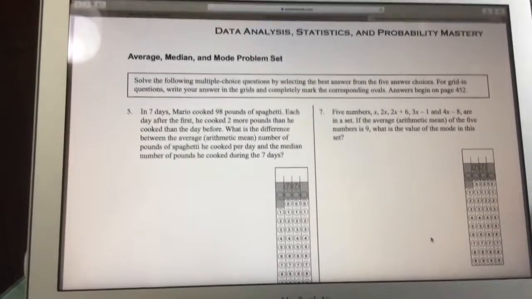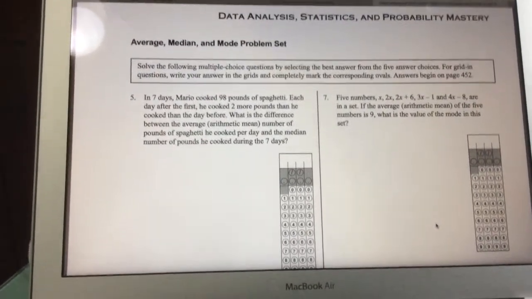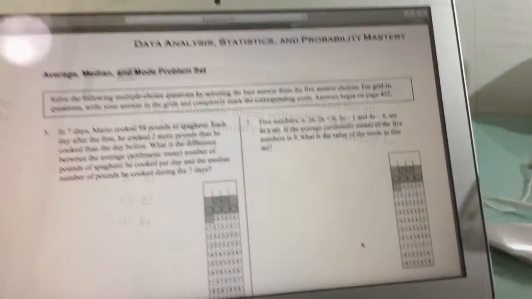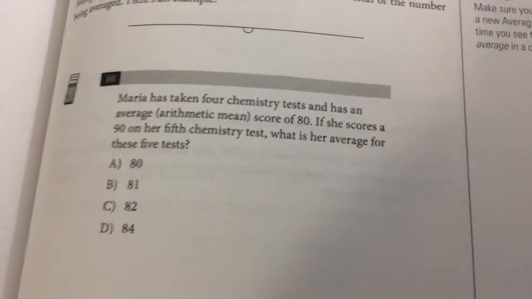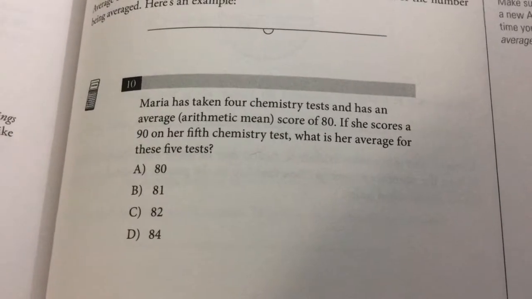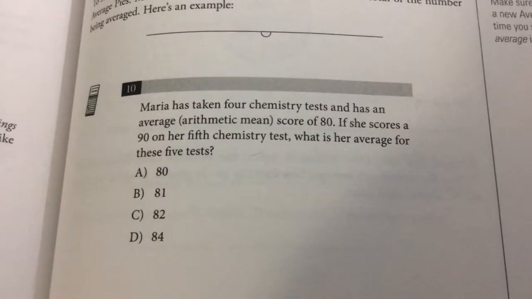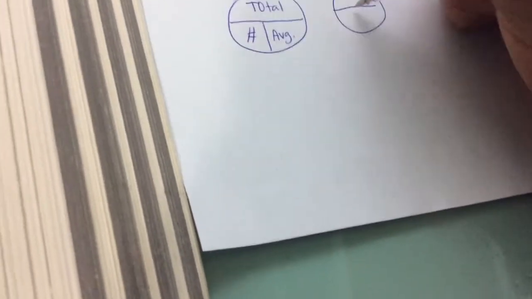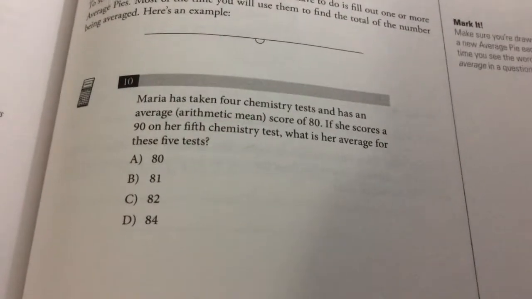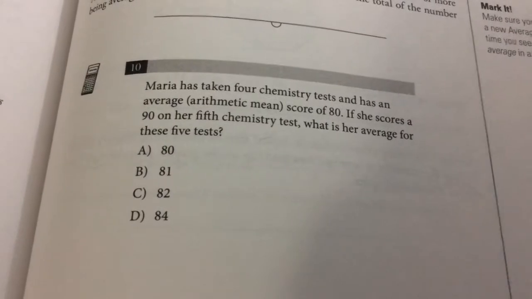Okay guys, let's go now to my book, to the brainstorm review, and let's leave this webpage. Maria has taken 4 chemistry tests and has an average score of 80. If she scores a 90 on her 5th chemistry test, what is her average for these 5 tests? Let me put my average pie. Guys, this is essential to solve this kind of problems. It says that she has an arithmetic mean of 80.